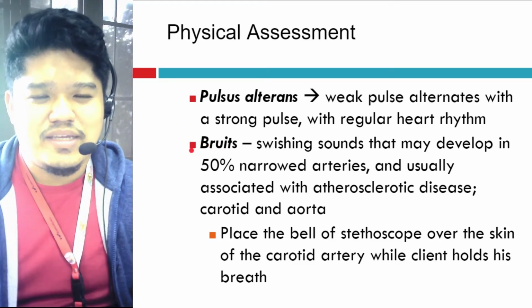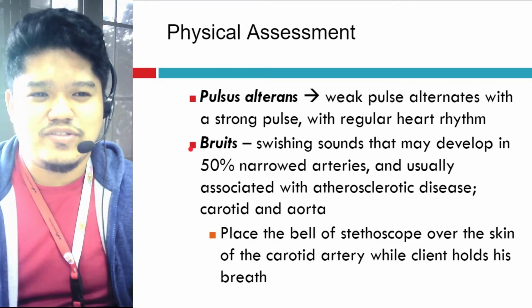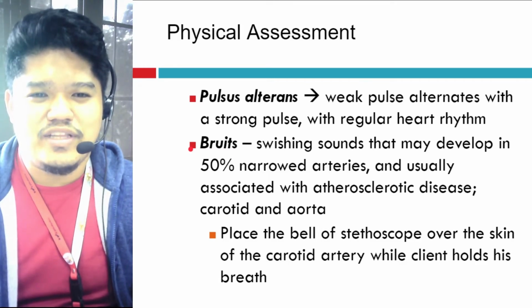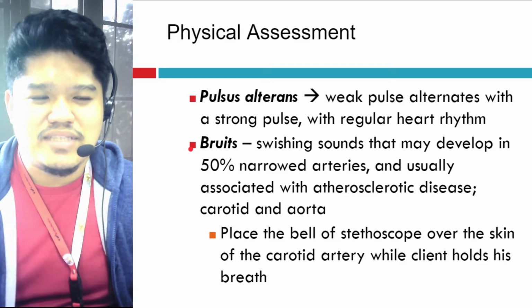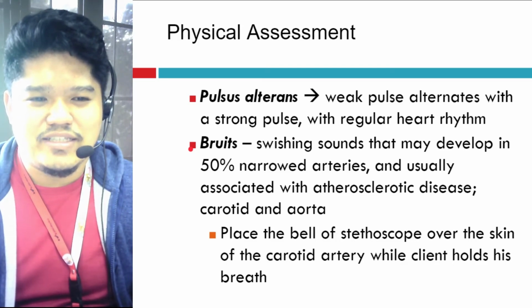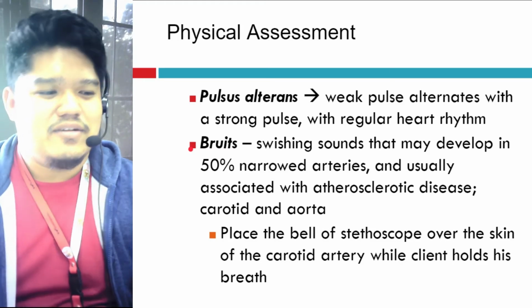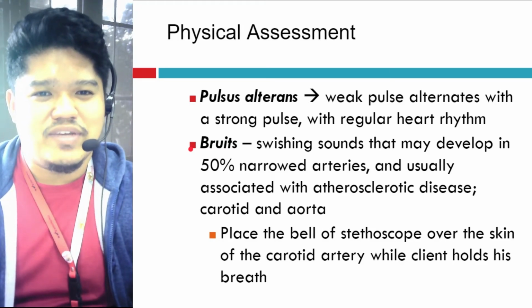Bruit, meanwhile, is a swishing sound auscultated that may develop in 50% of the narrowed arteries and is usually associated with atherosclerotic diseases, such as can be heard over the carotid and the aorta. So how do we determine the presence of bruit? We place the bell of the stethoscope over the skin of the carotid artery while the client holds his breath. So take note of the presence of a swooshing sound or a turbulence of the blood as it passes through the blood vessel.